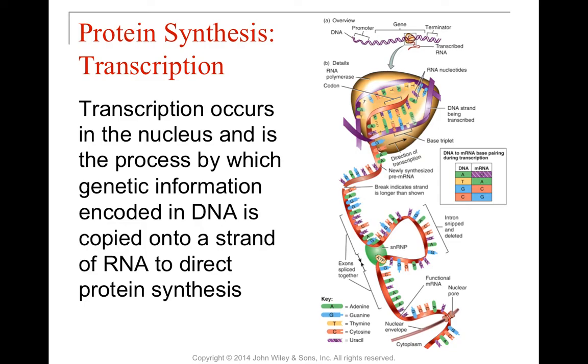So we have, again, two major steps. Transcription is the first major step. Transcription is when we are creating RNA from DNA. And the way that we do that is we have a specific region of the DNA. In this case, this is a gene, right? Upstream of that gene, we have a promoter region. And downstream, we have a terminator region.